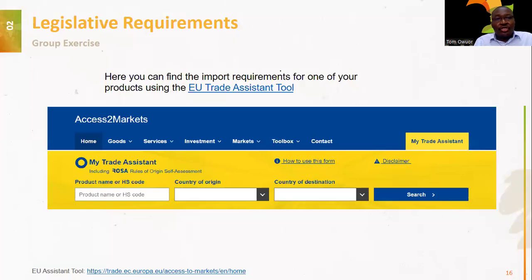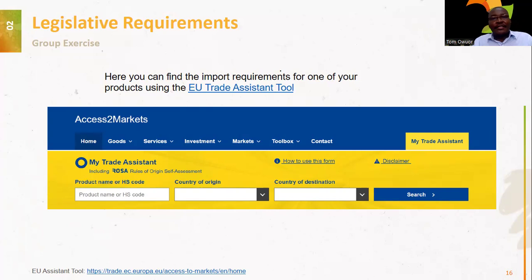So I'm back to the slide that I was sharing. What I'm saying is, using the EU Trade Assistant tool, you can enter the product name or HS code here. If you are Johannes dealing in spices, you could just put the name of the spices here, or if it is cashew nut, you put cashew nut here. Then the country of origin is, say, Tanzania, the country of destination, maybe the United Kingdom, and then you click on search, and you'll be able to know the tax regime in the various markets that you wish to position your products into.